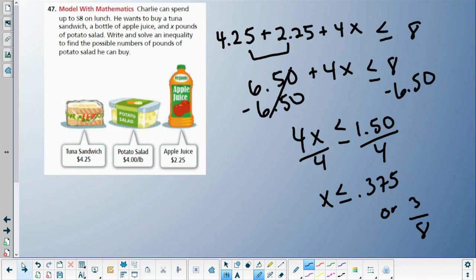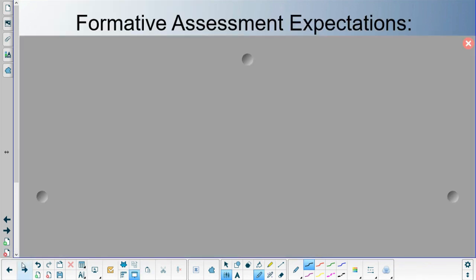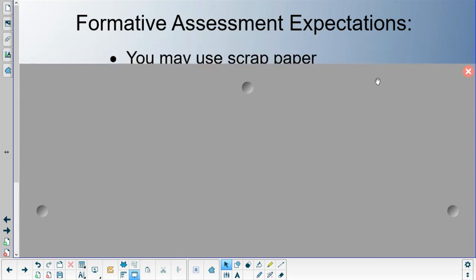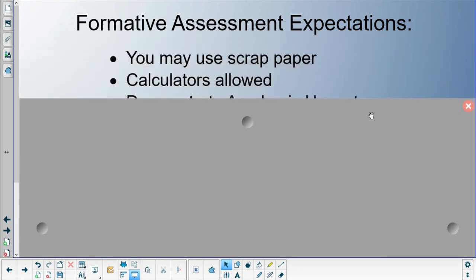All right, so hopefully you stuck with me through all of that and you are now prepared enough for your formative. All of that was a review. It just was a quick refresher for you. For the formative, it is on Schoology. There are 5 problems. You can use your calculator and everything. You can use scrap paper.